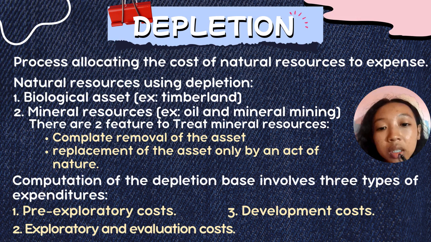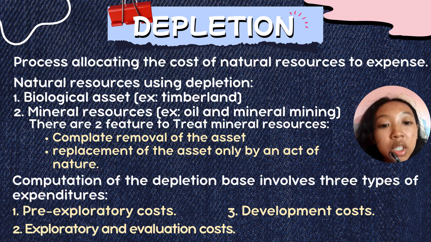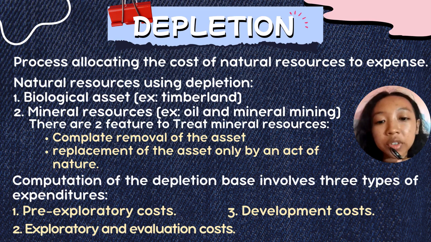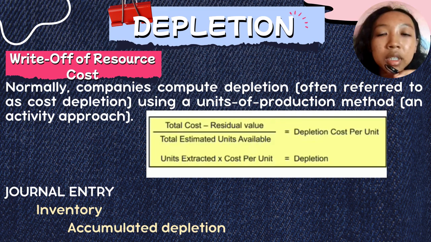For treating mineral resources, there are two factors. The first one is complete removal of the asset, and the second one is replacement of the asset only by an act of nature. Computing the depletion base involves three types of expenditure. The first one is pre-exploratory cost, the second one is exploratory and evaluation cost, and the third one is development cost. And then next we will talk about the write-off of resource costs and depletion.